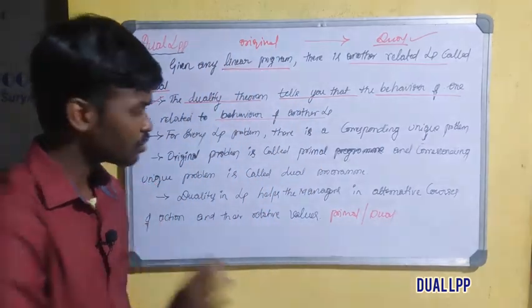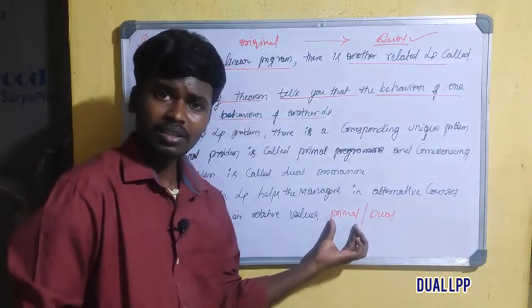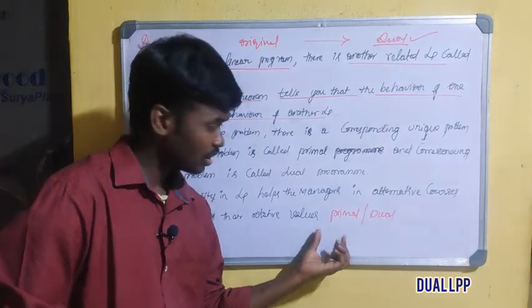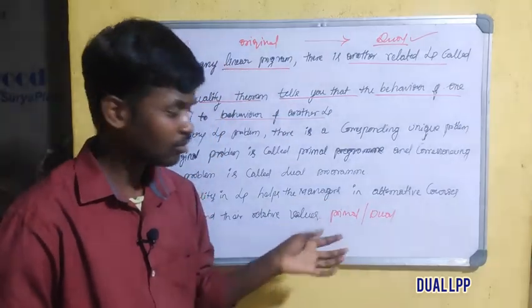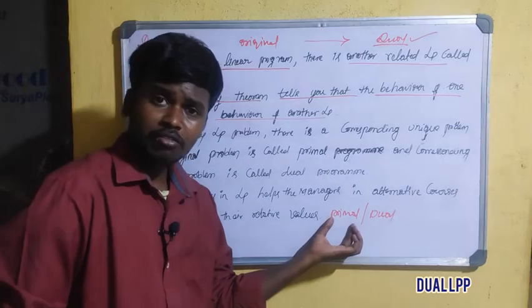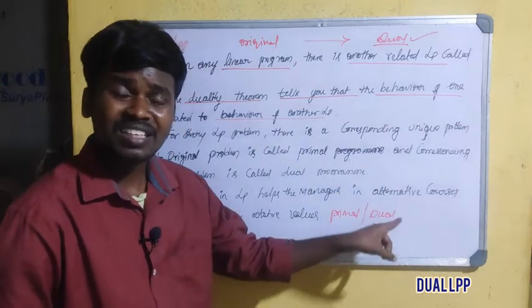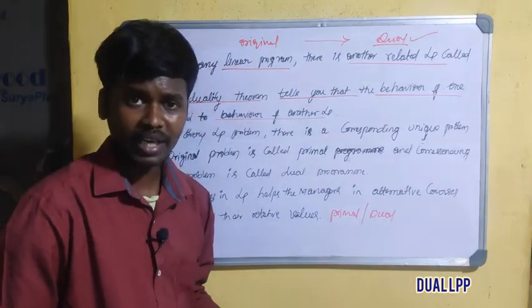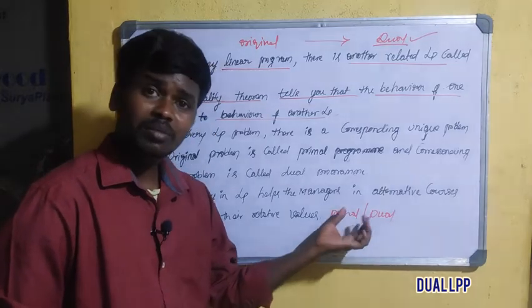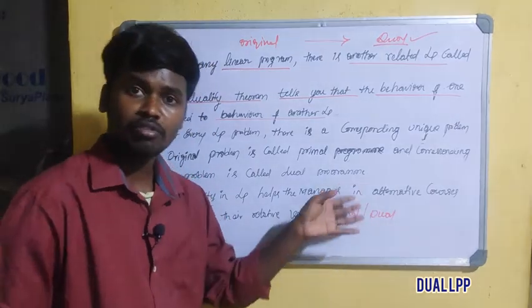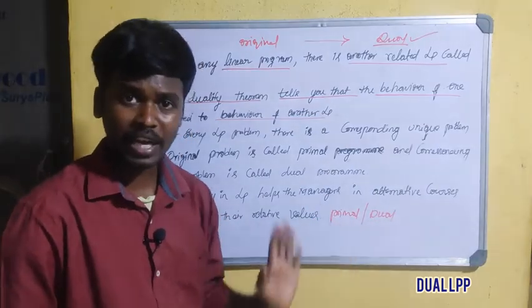So the slight difference between the primal and dual is nothing but this: the objective function in the primal, that is in the original problem, becomes the constraints in the duality problem, right? And also the constraints will become the objective function, and the objective function will become the constraints. So that is the difference between the primal and duality problem.